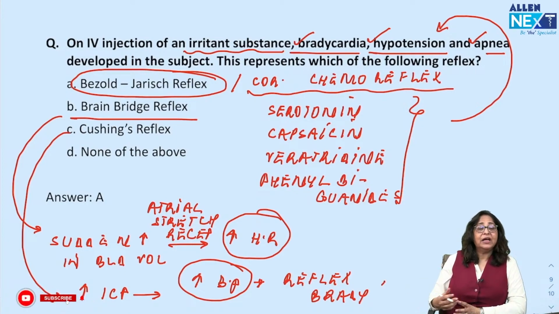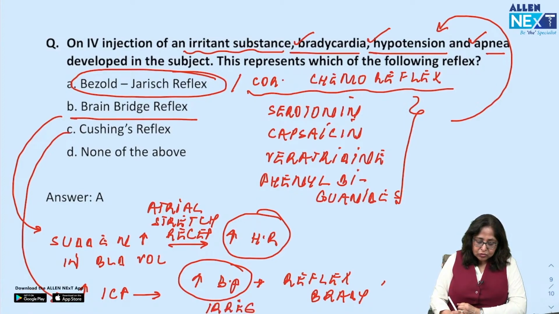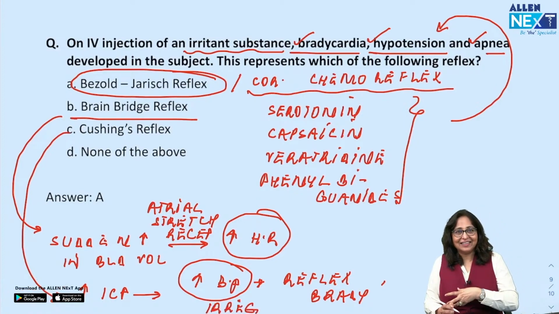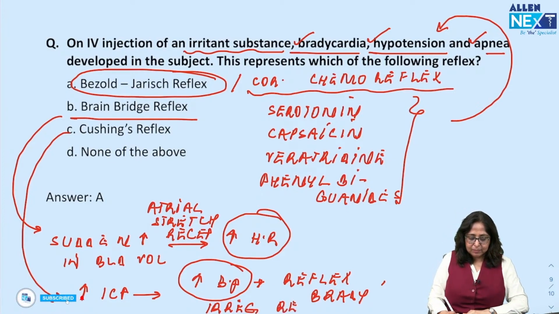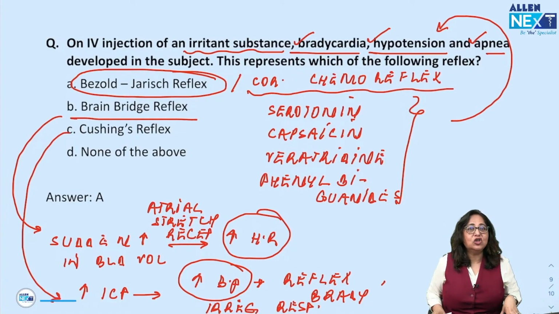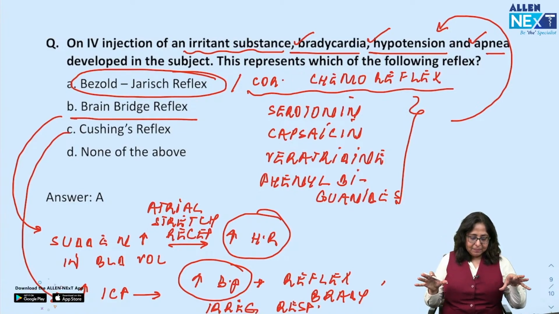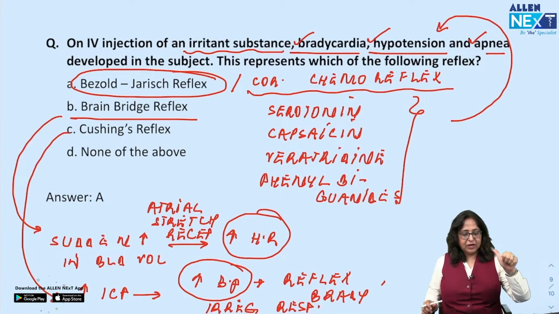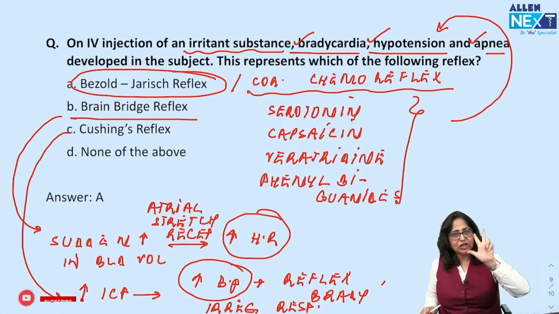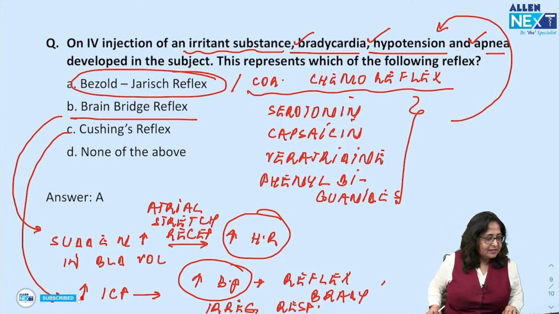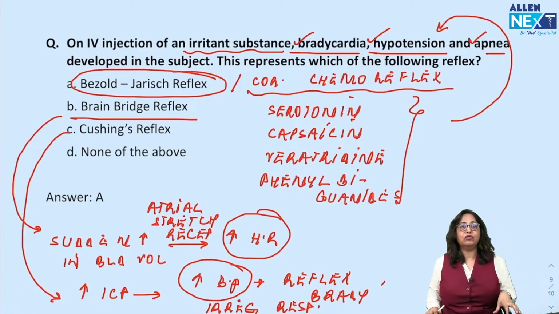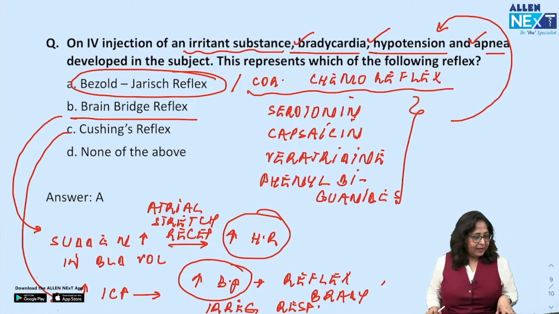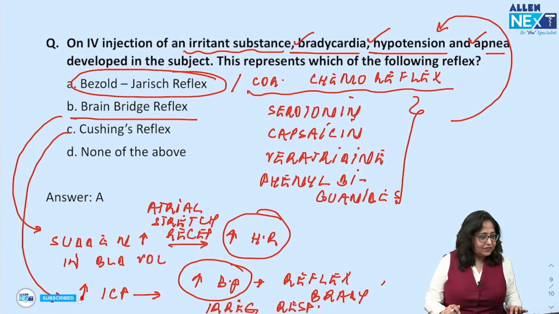It will also be associated with irregular respiration. This is also known as the Cushing's triad: increase in blood pressure, bradycardia, and irregular respiration. This is what you see in the Cushing's reflex. So my answer is, if there is a bradycardia, hypotension, and apnea, then my answer is the Bezold-Jarisch reflex. Okay. So this is as far as the questions are concerned.